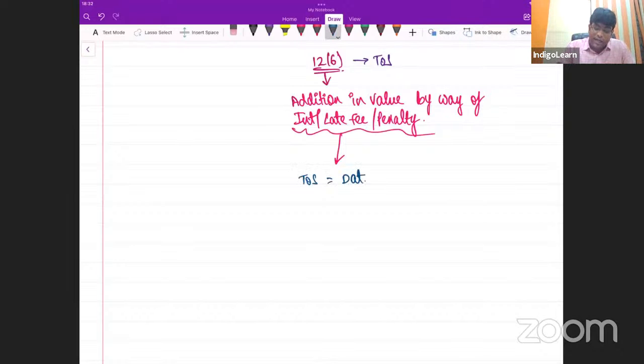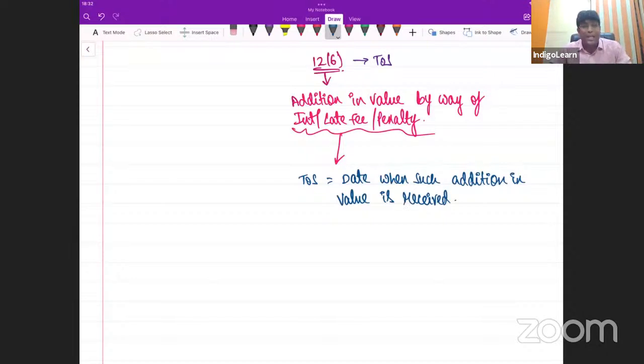Time of supply will be the date when such addition in value is received. So when that interest, late fee, penalty is received, that time only we will treat as time of supply. No doubt about it. So we'll pay tax on the interest, late fee, penalty only after it is received.